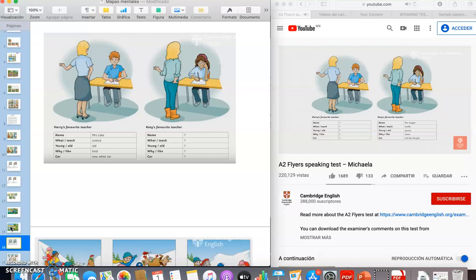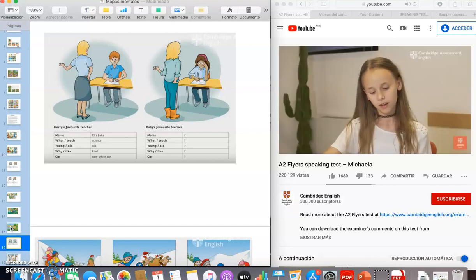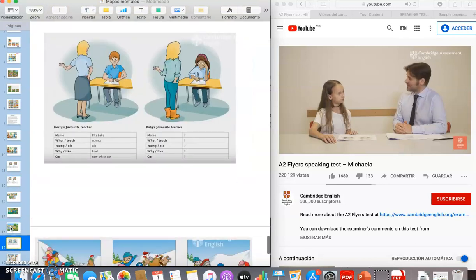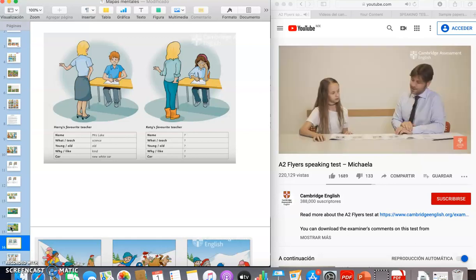Now, you don't know anything about Katie's favorite teacher, so you ask me some questions. What's Katie's favorite teacher's name? Mrs. Pepper. What does she teach? Maths. Is she young or old? She's young. Why does she like her? Because she's clever. Has she got a car? No, she's got an old blue bicycle.